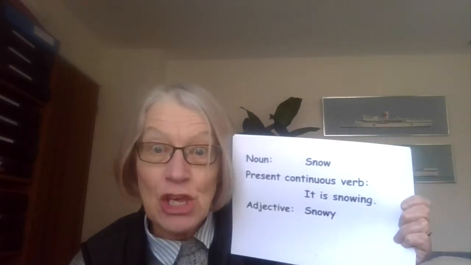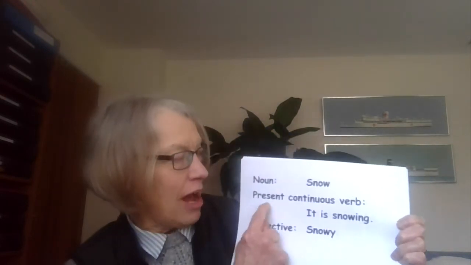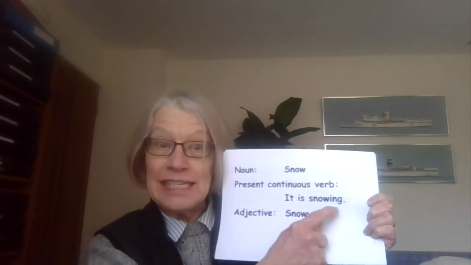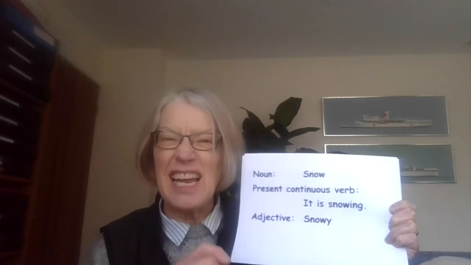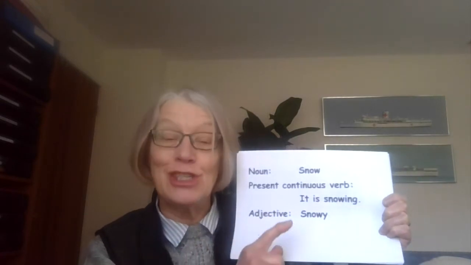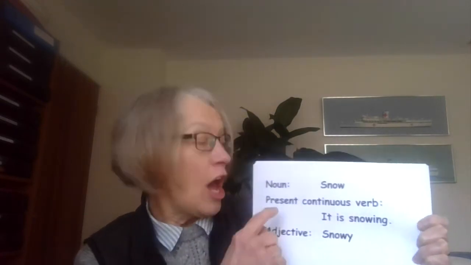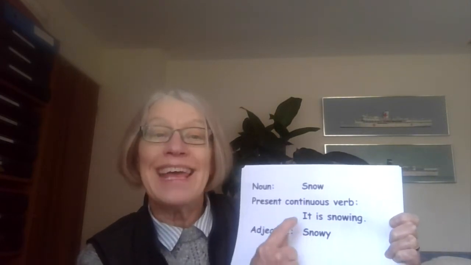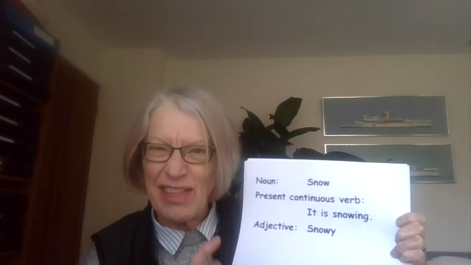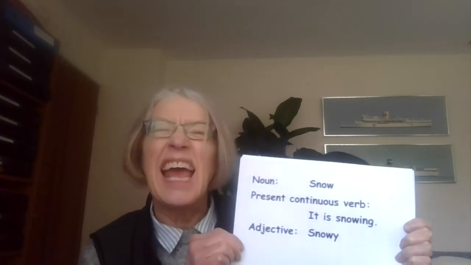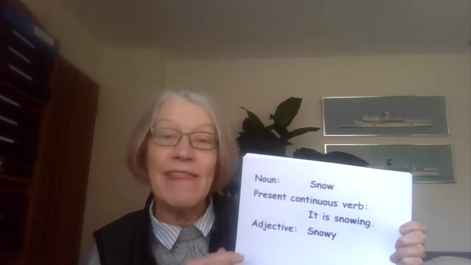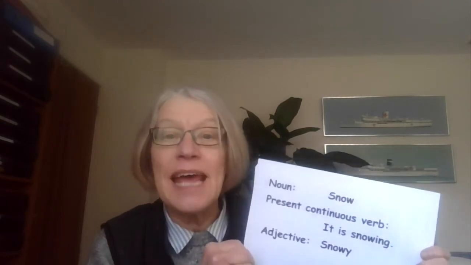Now what I'd like you to do is to write out the past continuous for it is snowing. So I'll tell you, it was snowing, and a future continuous for it is snowing. Think about what that is. It will be snowing. So you can write that out, and then you're going to do the same for each of these.